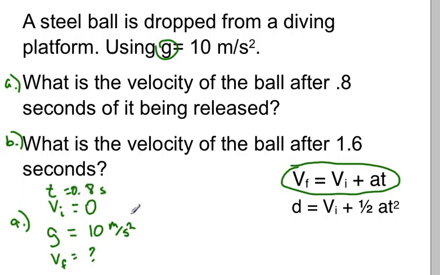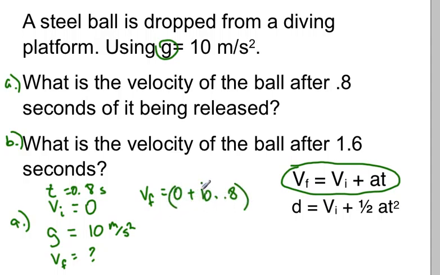So 0.8 seconds. All we have to do is plug into this equation here, because we're solving for VF. So VF will equal our VI, which is 0, plus A. 10 is A, so remember this just stands for acceleration due to gravity. That's what this G stands for. So 10 times 0.8.